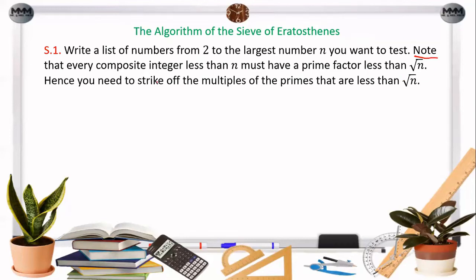Hence, we're going to consider only primes that are less than the square root of n. So we will not be testing anymore those numbers greater than the square root of n. Anyway, the answer will be just the same, so to save time. So that's how important this algorithm is.